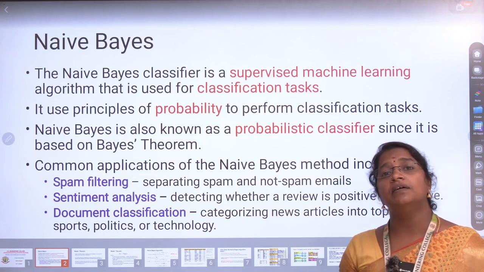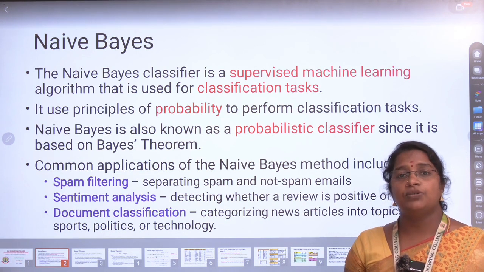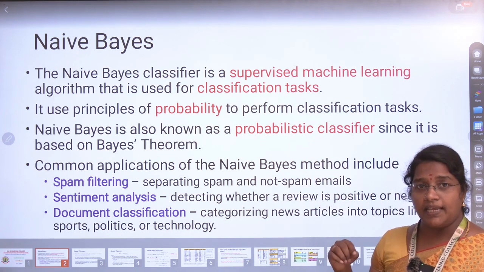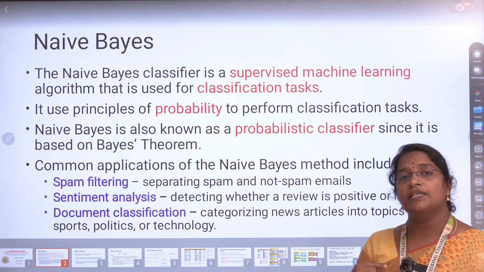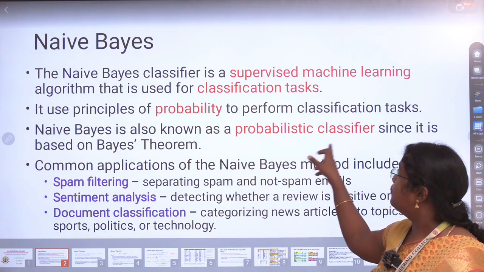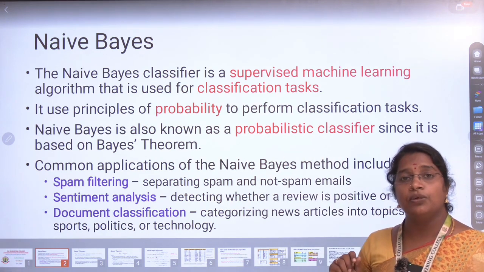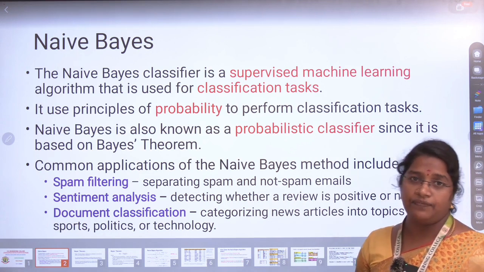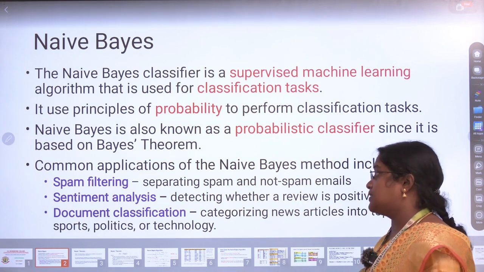Instead of saying the output class as yes or no, it calculates the probability of each class, then it selects the class which has the higher probability. That's why it is called a probabilistic classifier, because it uses the evidence and the probability to classify the final outcome of the class.